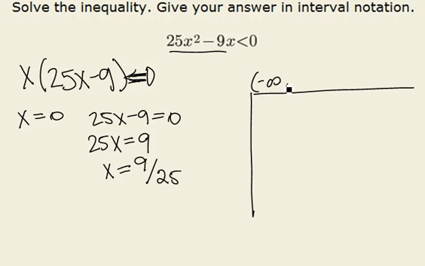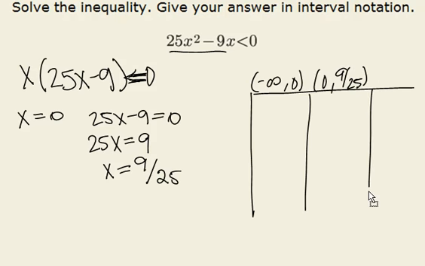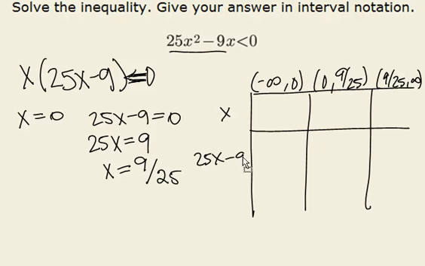So now that we have these points, we can make our little box chart, and we have from negative infinity to 0, from 0 to 9/25, and then from 9/25 to positive infinity. And we have just x, and we have 25x minus 9, and we have our result.